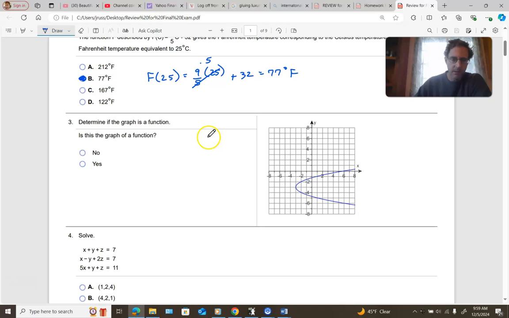Number 3, determine if the graph is a function. Well, this would not pass the vertical line test, guys, so this is not the graph of a function. In other words, there would be 2 points, say for example here and here. Both of these ordered pairs have x coordinates of -2, but they have 2 different y coordinates. So that would be an example of one element in the domain going to 2 different elements in the range.